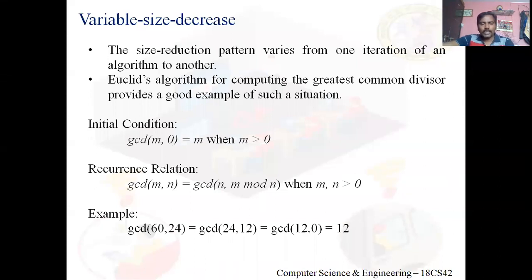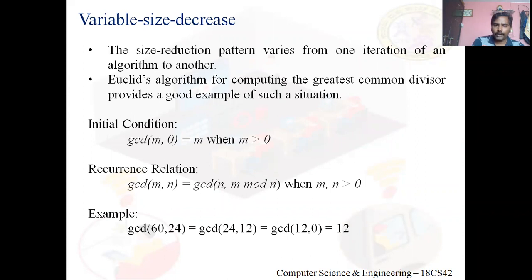So what happens? The second argument in the first invocation will become the first argument in the next invocation. I repeat, the second argument, that is n of the current invocation, assume it to be the first invocation, becomes the first argument for the next invocation, that is the second invocation. So GCD of 60 comma 24 equals GCD of 24 comma. What is next? We'll see how we got 12.